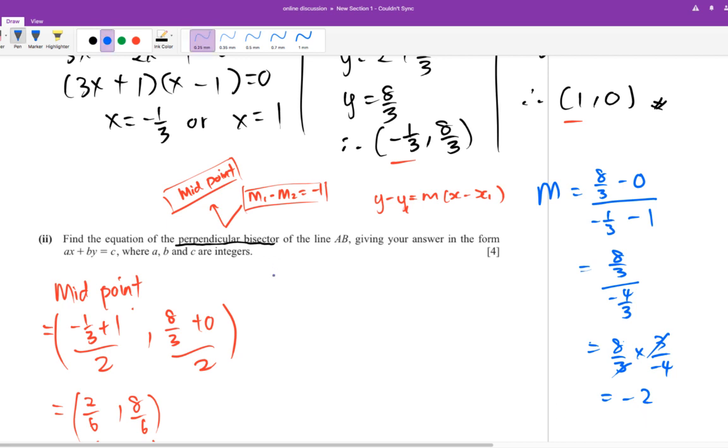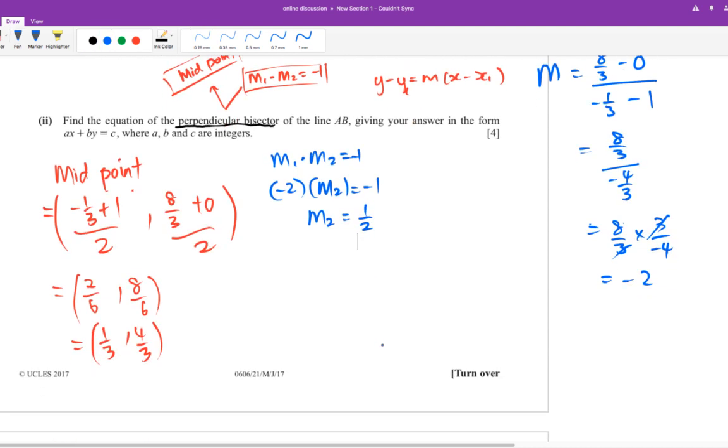Alright, so m1 times m2 should equal negative 1 because of the word perpendicular. So negative 2 times m2 equals negative 1, gradient 2 equals 1 over 2. Okay, I have both of these. I can find the equation easily by substituting both into the equation. So y minus 4 over 3 equals half, x minus 1 over 3.